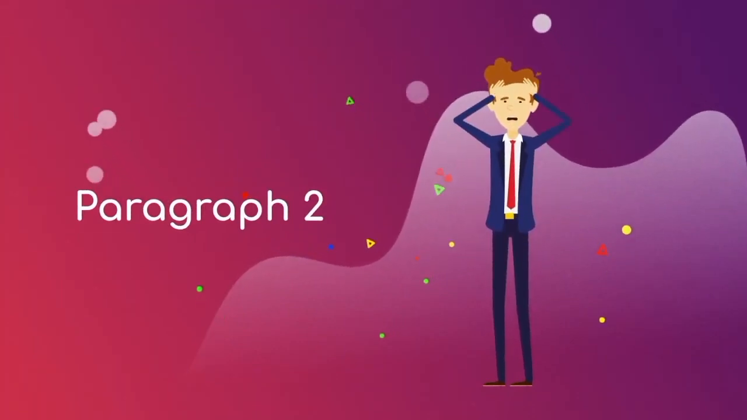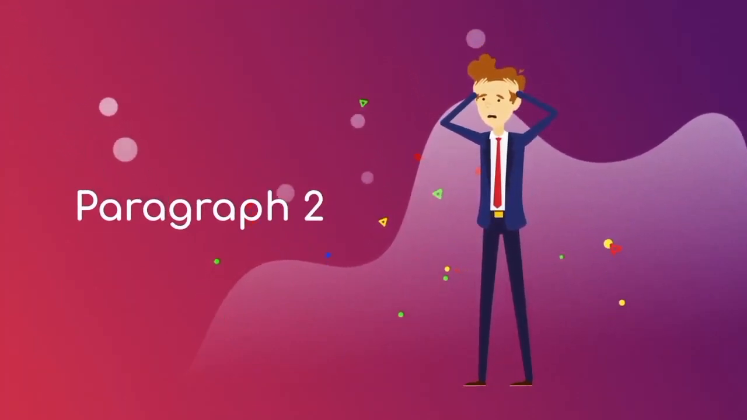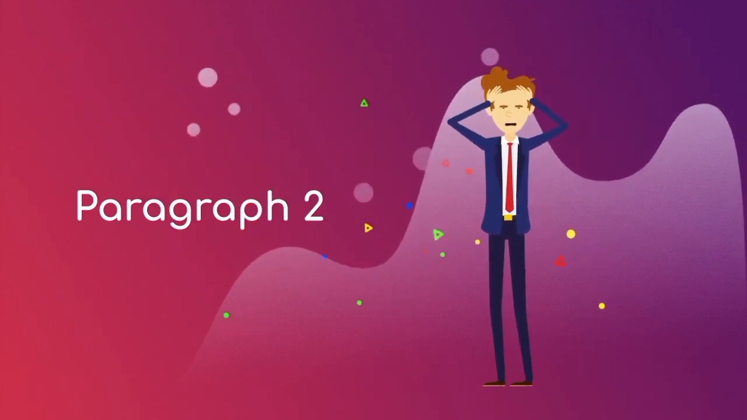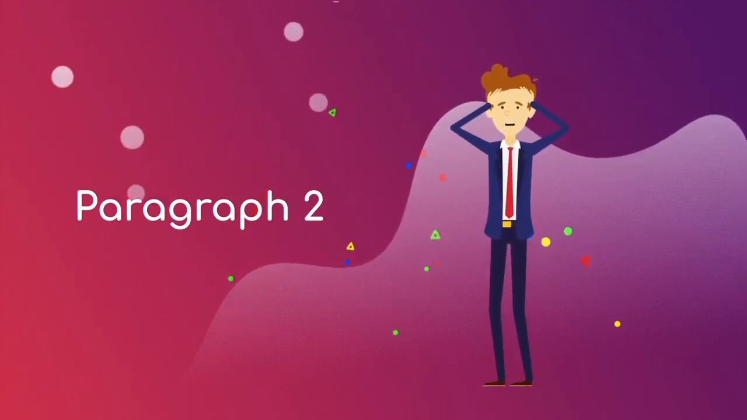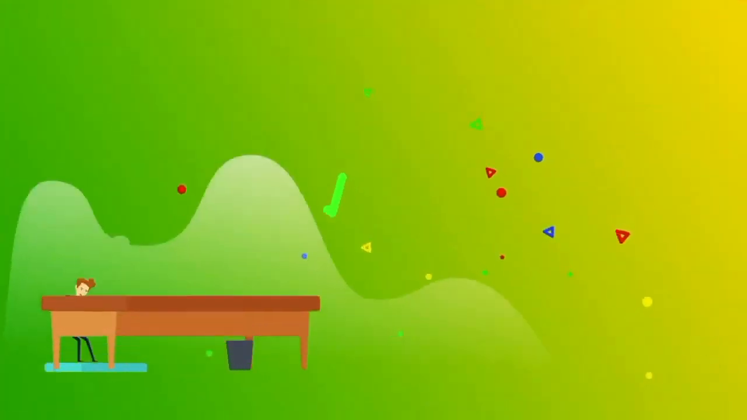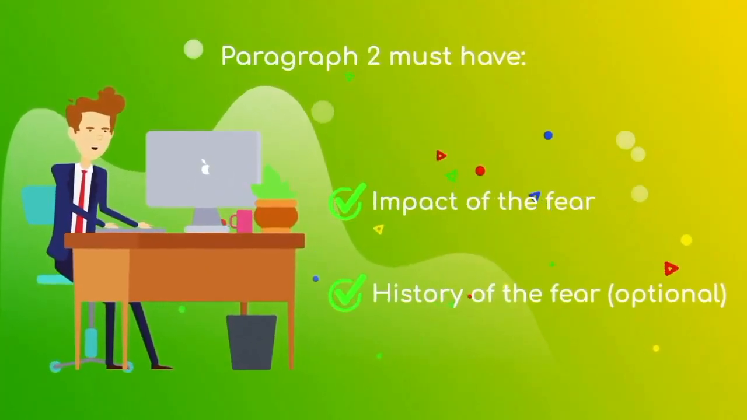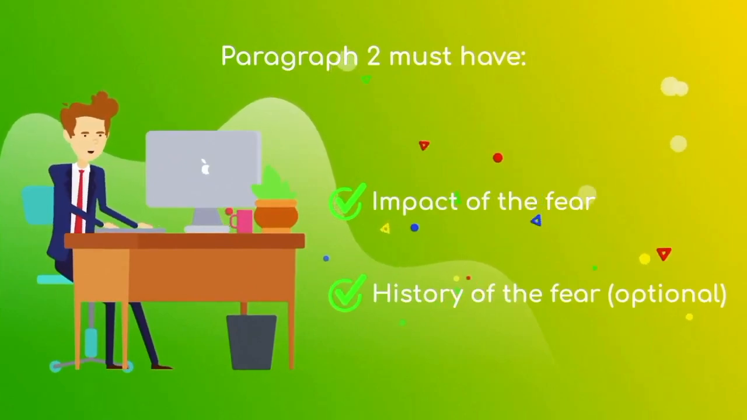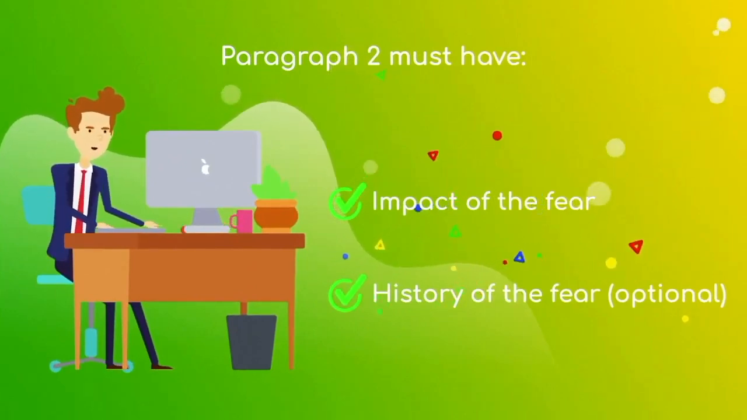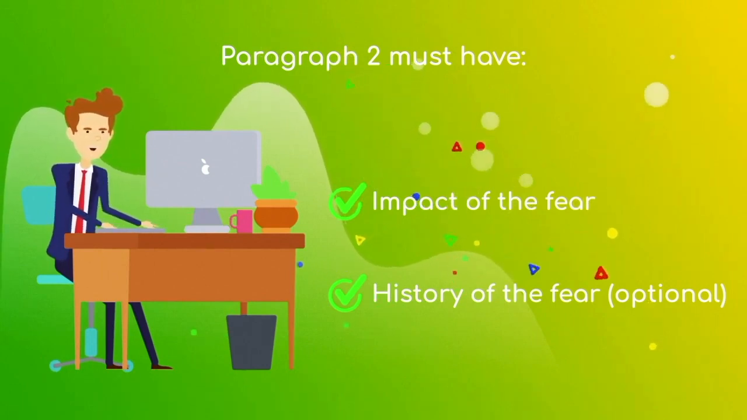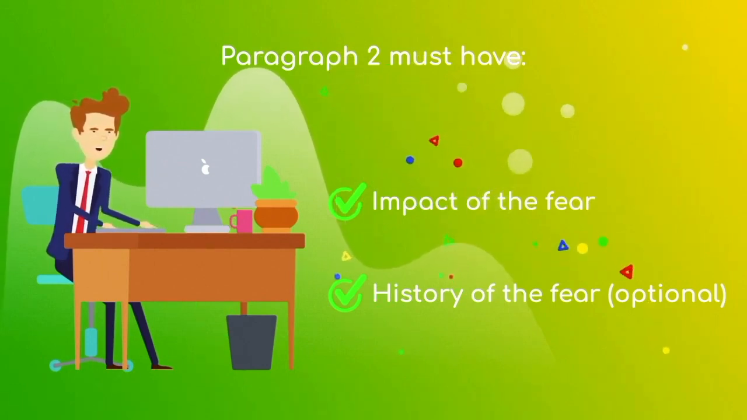In paragraph 2, you really need to focus on the fear experienced by your character. You must get inside your character's head and describe how they feel and why. For paragraph 2 to be successful, you must really focus in on the impact of the fear. What does your character do when they're afraid? Do they shake? Do they freeze? It also can be optional to include a history of the fear, maybe explaining why they have the fear in the first place.